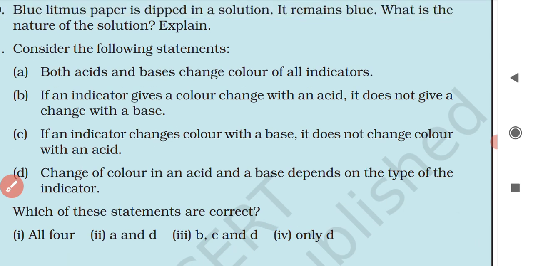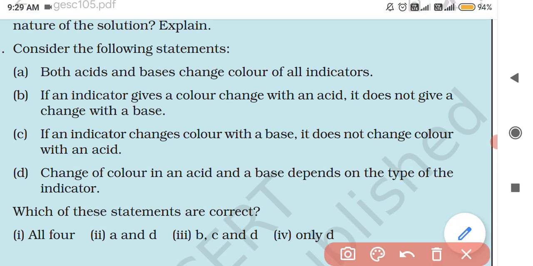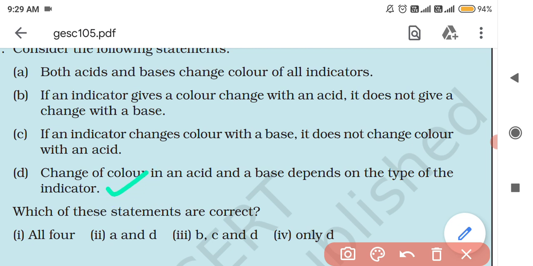Lastly, statement D. Change of color in an acid and a base depends on the type of indicator used. Yes, this statement is correct. The color change in acidic and basic substances depends on the type of the indicator used. So this statement is correct. So what is the correct answer for question number 11? Which of these statements are correct? Only D is correct. Clear? So you can note it down. Only D is correct here.